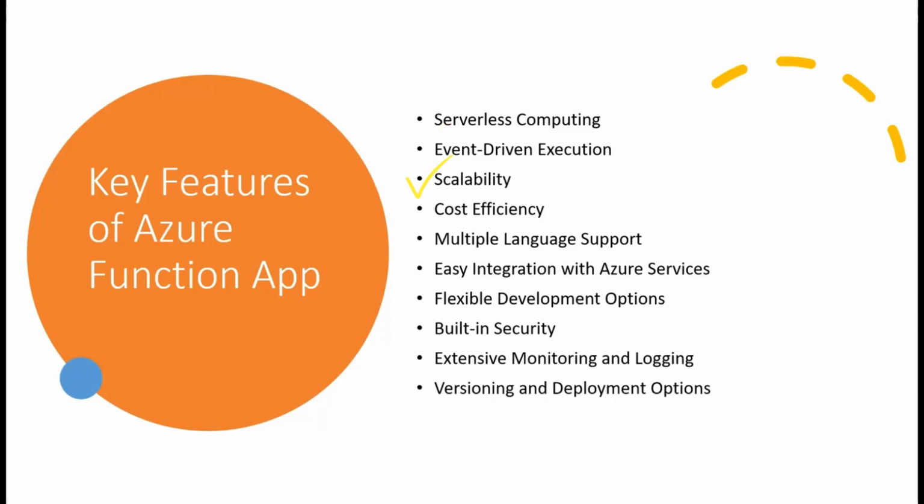Scalability. If your function app starts getting a lot of traffic, Azure will automatically scale it to handle the load. You don't have to do anything. It just happens in the background. Cost efficiency. With function app, you only pay for the time your code is actually running. You are not paying for idle servers, which helps you save money. Multiple language support. Azure Function App supports several programming languages like C#, JavaScript, Python, and Java. So you can use the language you are most comfortable with.